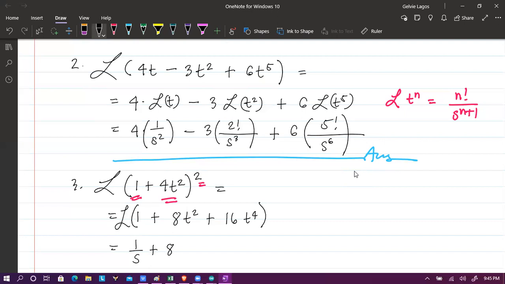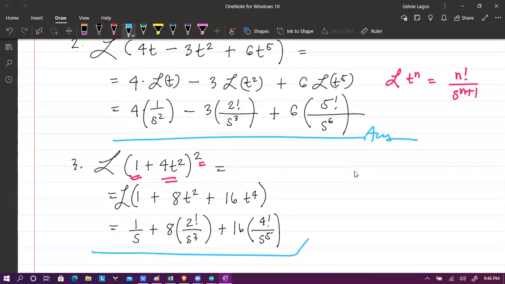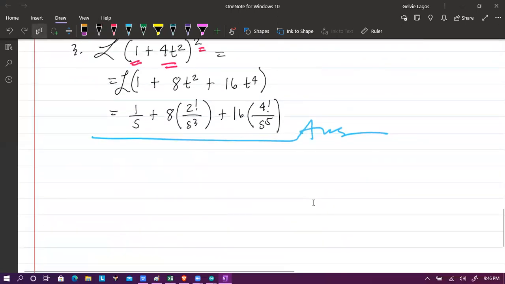We are going to take out 8 and take the Laplace transform of t squared. That will become 2 factorial all over s cubed plus 16, and the Laplace transform of 4 factorial of t to the fourth is 4 factorial divided by s raised to 5. Okay, right now I think that this will be your final answer. So you can simplify this now, and then you have your final answer.